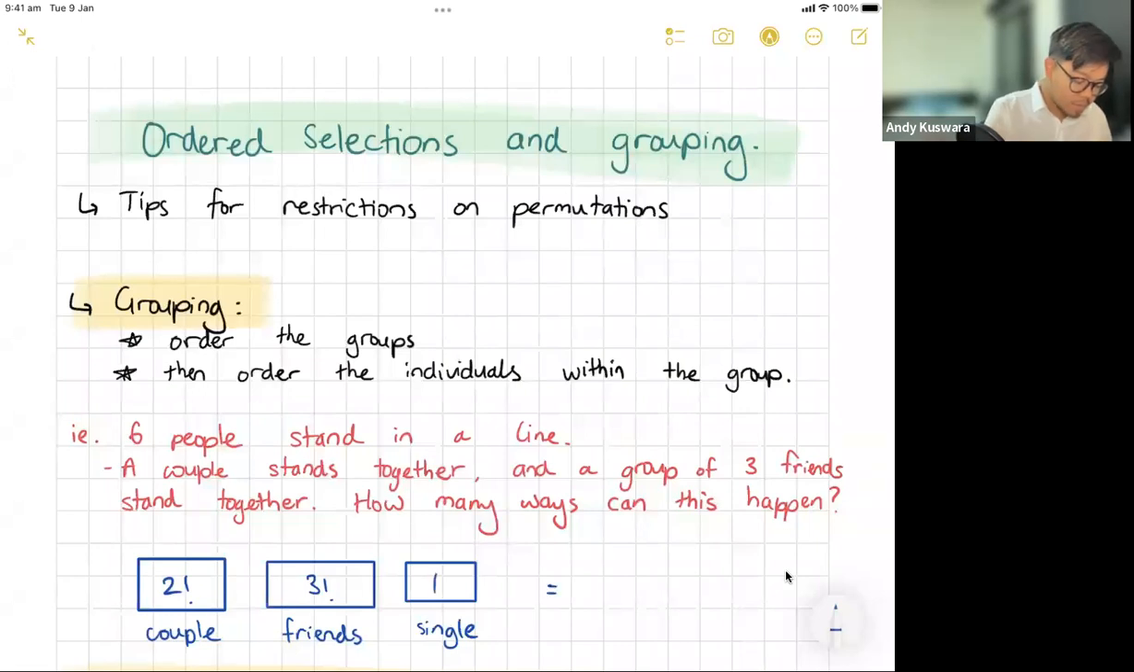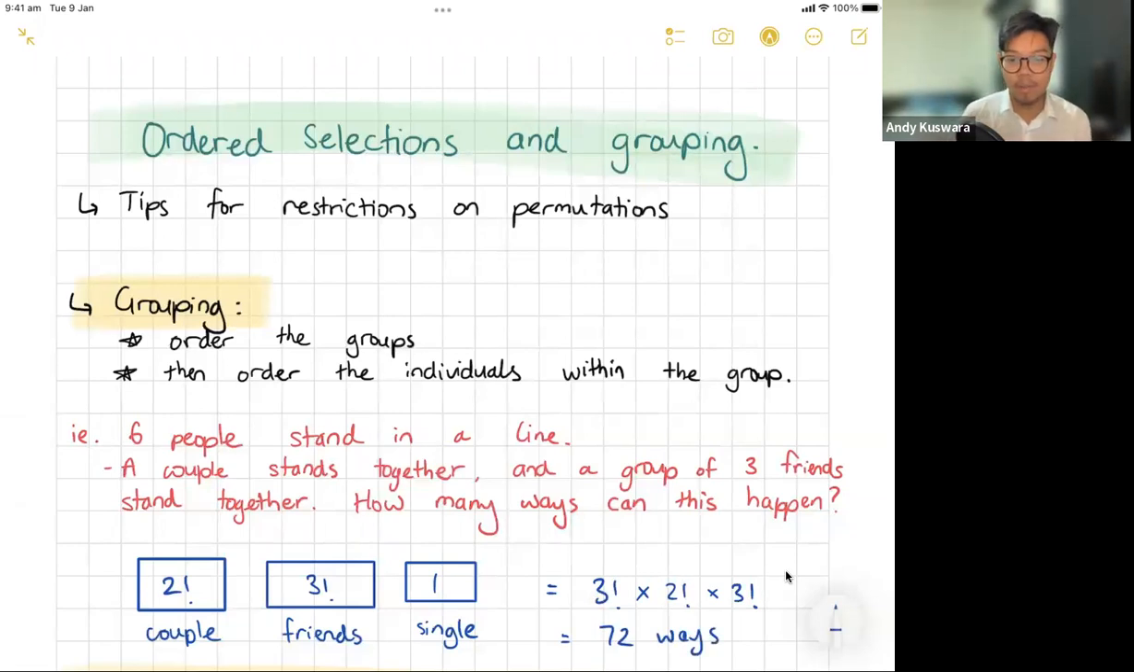In other words, how many ways can we order these three groups? There are three factorial ways to order the three groups, and then I multiply by the ways we can rearrange within each group: 2 factorial for the couple and 3 factorial for the friends. That's 6 times 2 times 6, so there should be 72 ways. I should probably get my calculator out, but that's what it is.